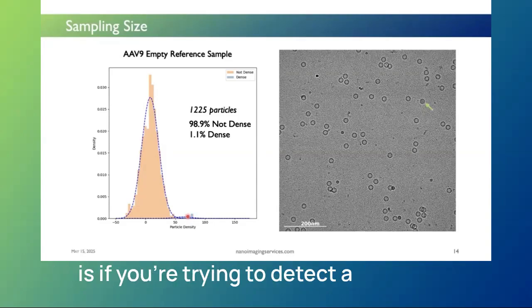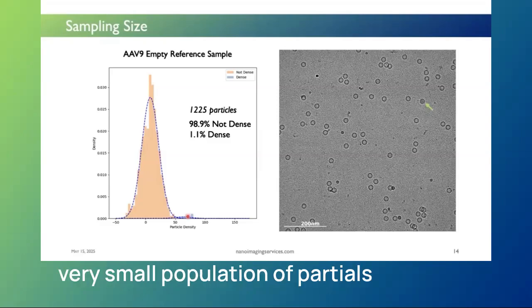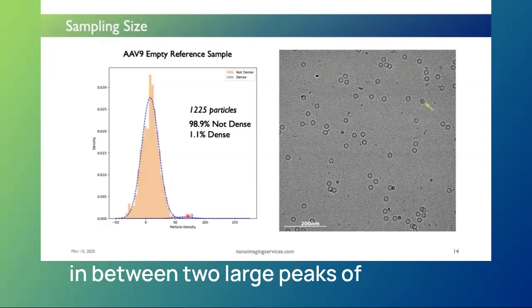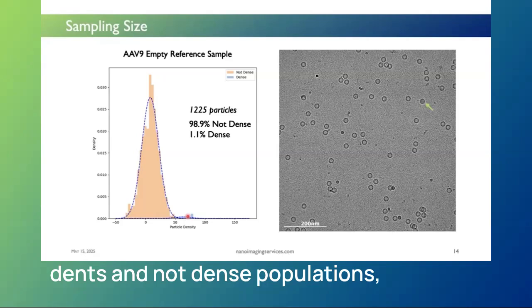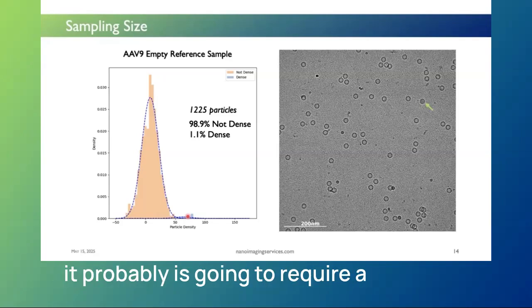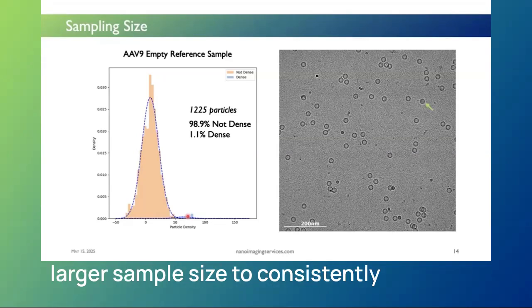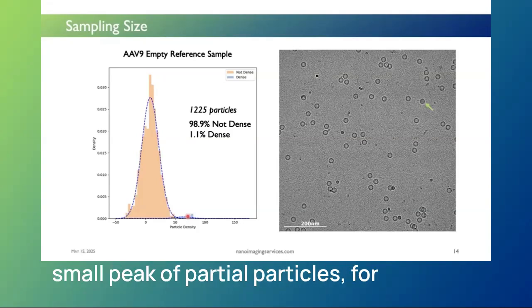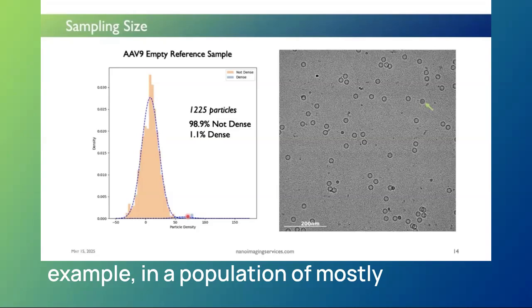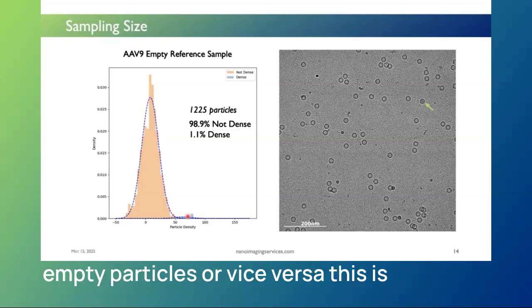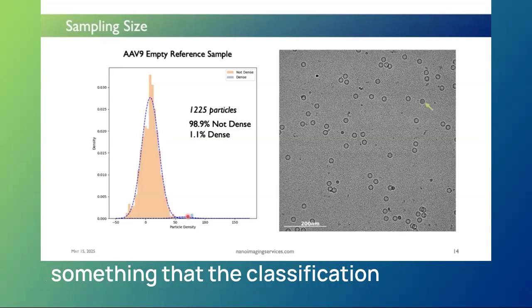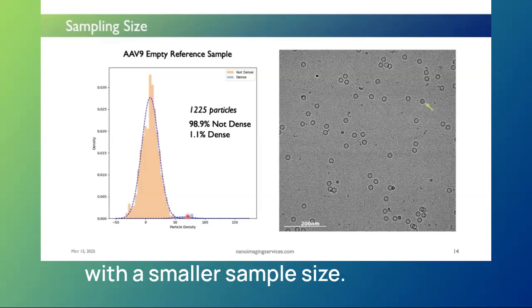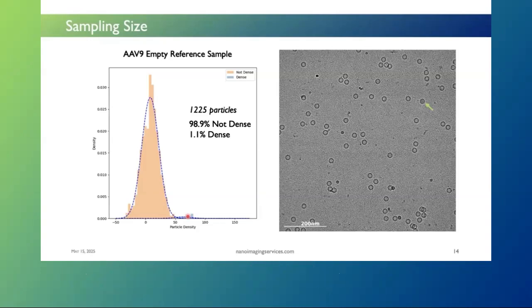And so the take-home message is, if you're trying to detect a very small population of partials in between two large peaks of dense and not dense populations, it probably is going to require a larger sample size to consistently and accurately do that. But if you're trying to detect a small peak of partial particles, for example, in a population of mostly empty particles or vice versa, this is something that the classification analysis should be able to handle with a smaller sample size.